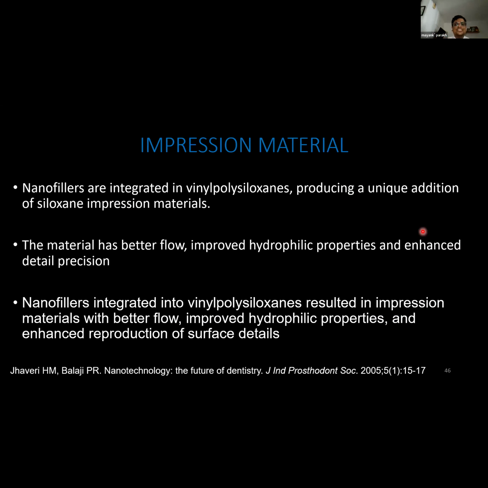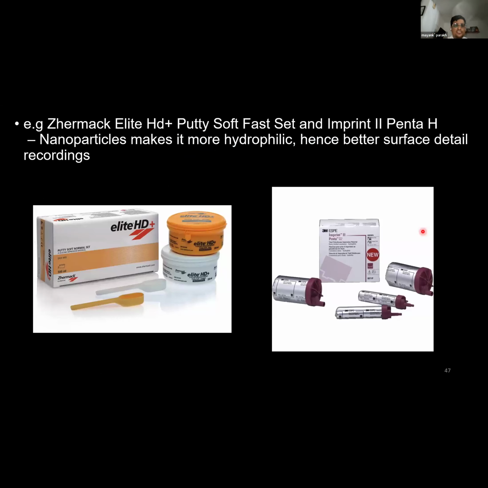So whenever there's even slightest moisture, what happens is the surface details are not recorded as well. So what the companies have done is they have incorporated nanotechnology, which makes the surface tension significantly less. And now this is moving towards more hydrophilic impression material, and hence a minute amount of contamination still gets us excellent outcomes and results.